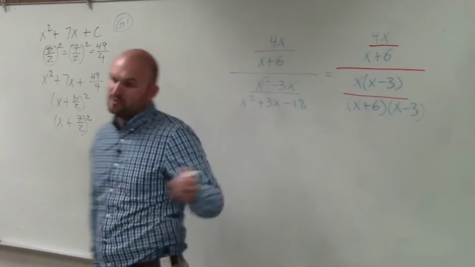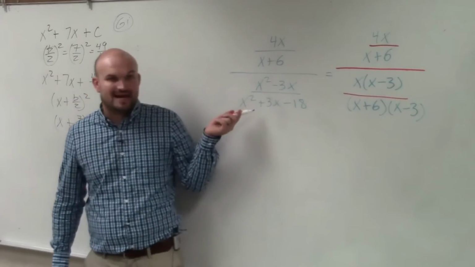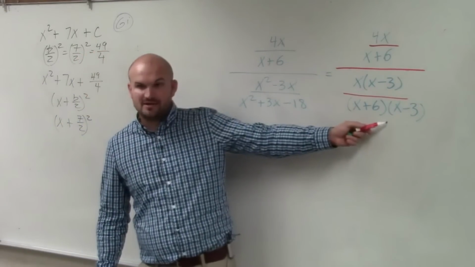Basically, what I did was I said, what two numbers multiply to give me negative 18, and then add to give me a positive 3. That's how I came up with that.